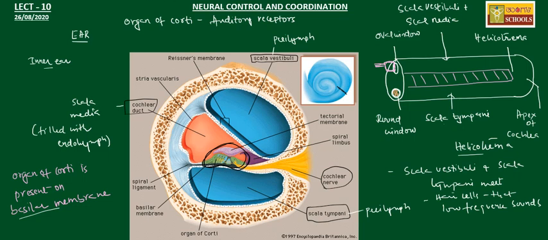Whenever the tympanic membrane receives sound, it vibrates, and the vibrations are passed on to the malleus, then to the incus, and then to the stapes. The stapes will move back and forth, and that generates waves in the perilymph, in the scala vestibuli and in the scala media.